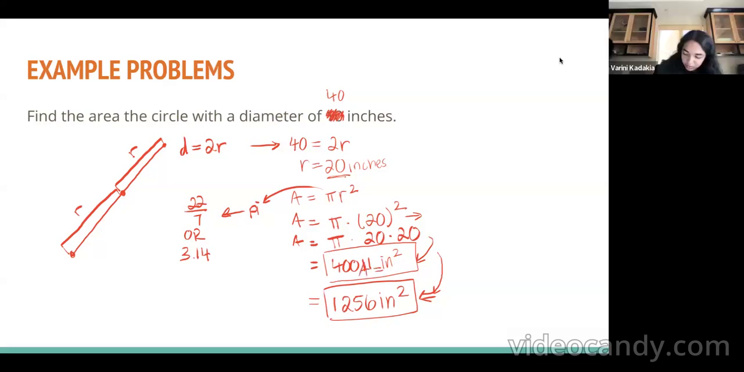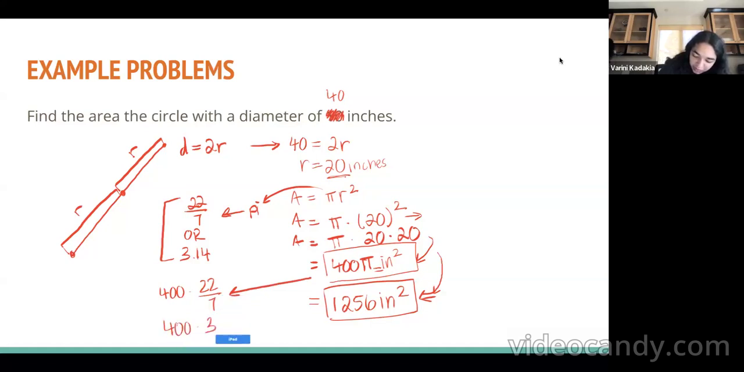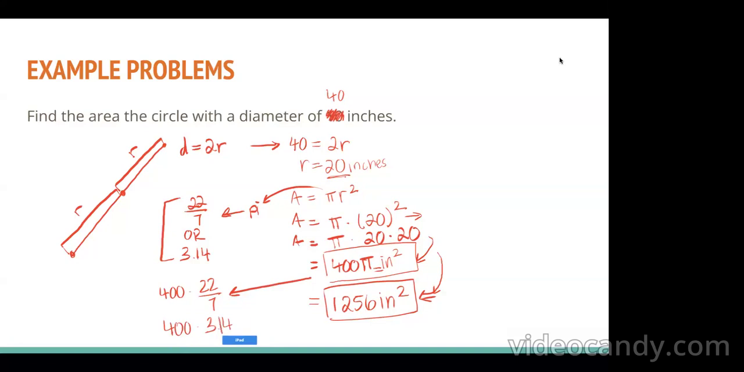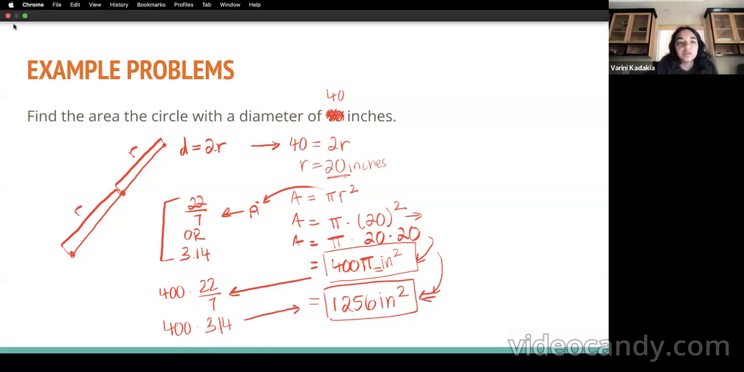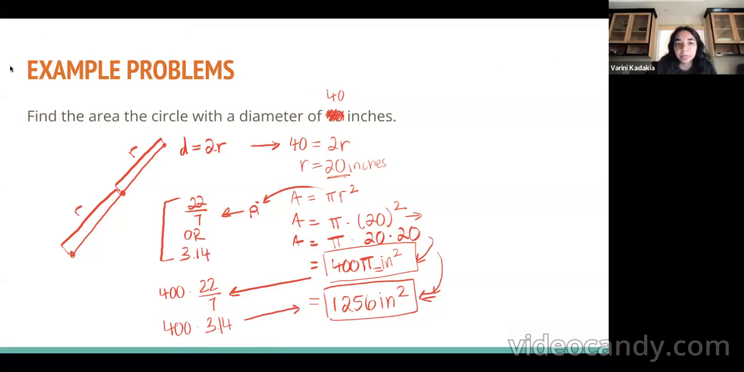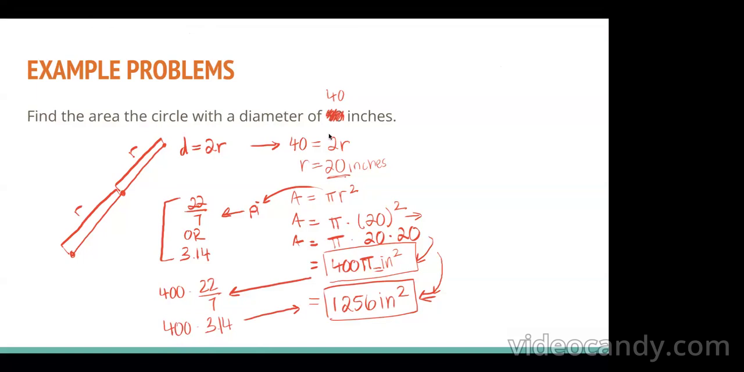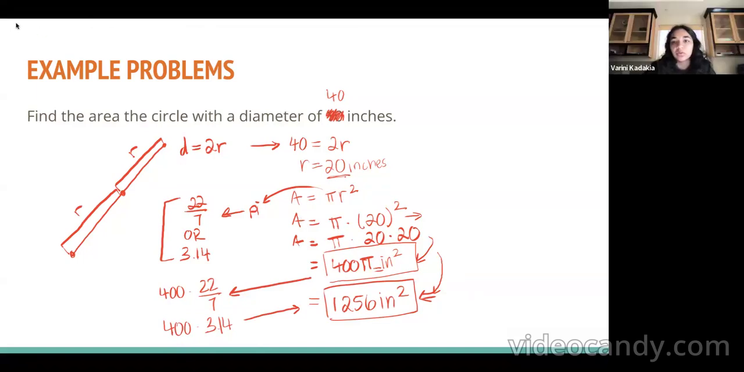So from here, pi can be represented by these numbers over here. So we can actually rewrite our 400 pi as 400 times 22 over 7 or 400 times 3.14. And then that will give us this. Does that make sense? Yeah.